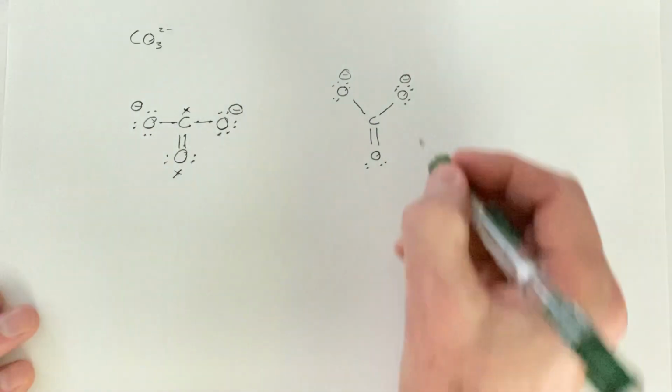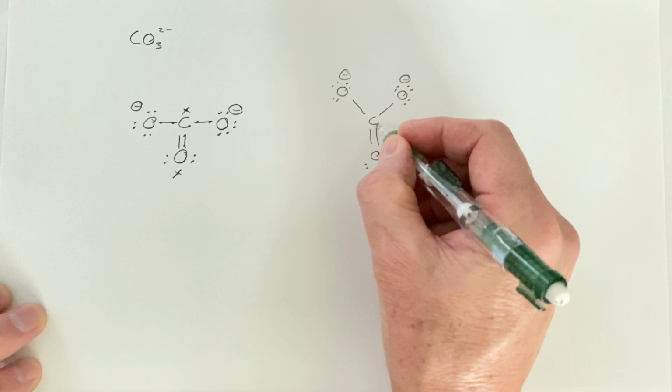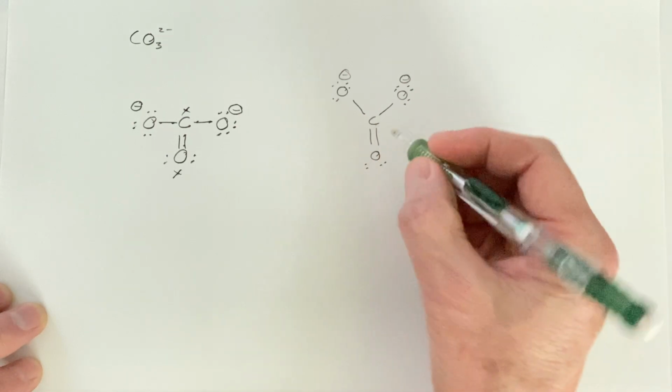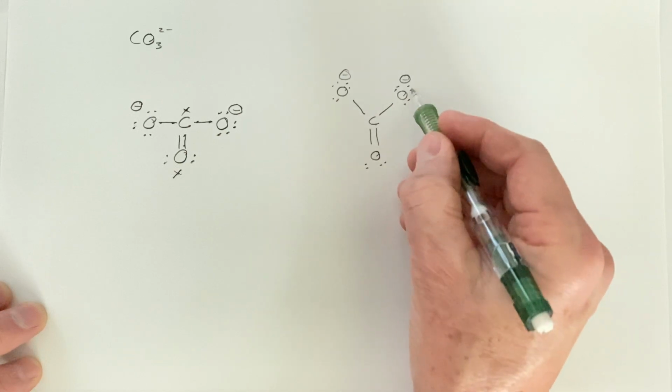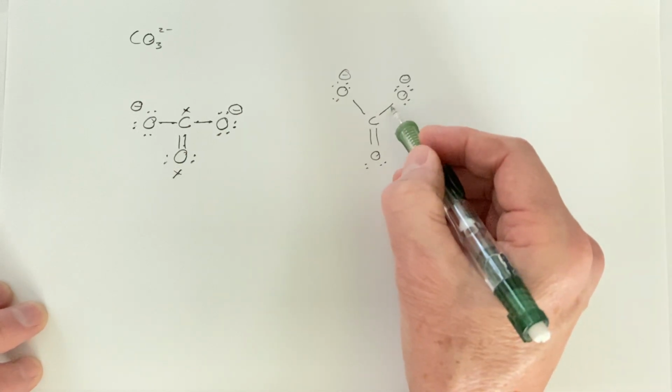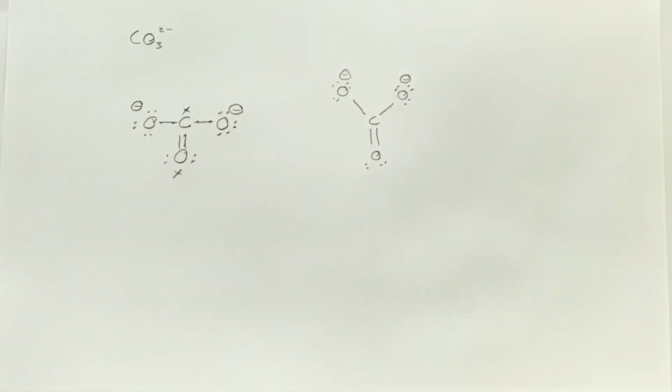So again, our carbon atom has a trigonal planar electron geometry and is sp2 hybridized. Same with the oxygen atom. These oxygen atoms have 1, 2, 3, 4 pairs of electrons, and they are sp3 hybridized with a tetrahedral electron geometry.